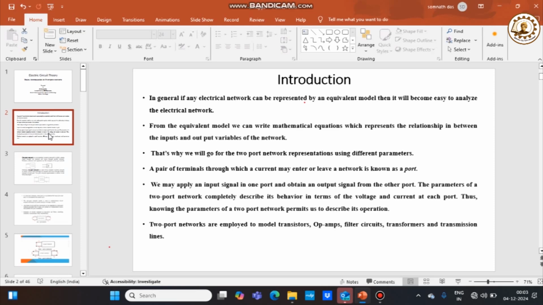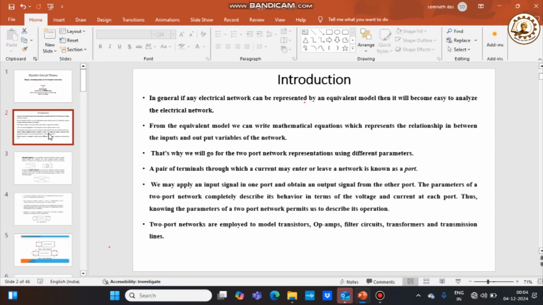Two-port network representation is used to represent a complex electrical network as an equivalent model. If we can make an equivalent model of a complex electrical network, from the equivalent model we can build some mathematical equations. The mathematical equations represent the relationship between the input and output variables of the electrical network. So from the mathematical analysis we can show the behavior of the electrical network. So in the two-port network representation, without knowing the details about the electrical network, by using the parameters we can show the behavior of the electrical network. For that purpose there are different parametric representations.